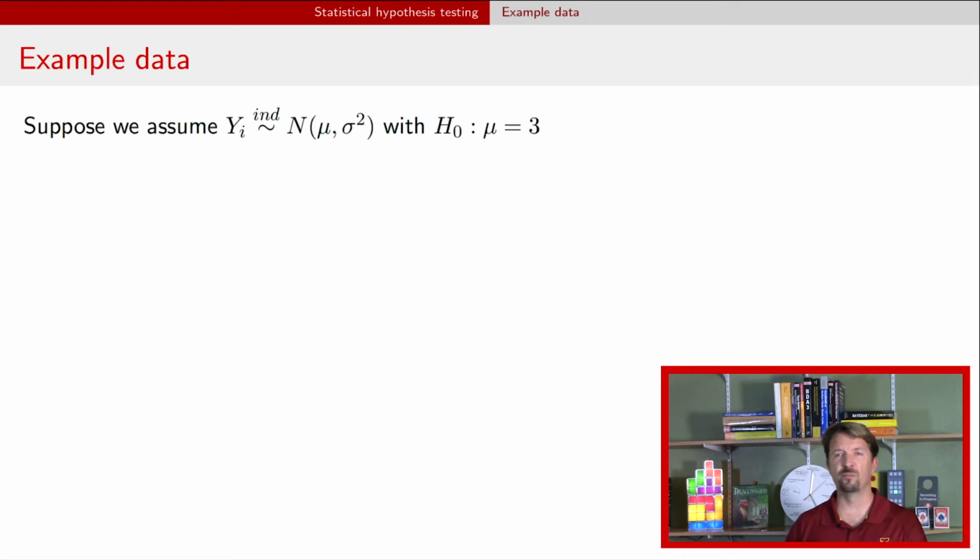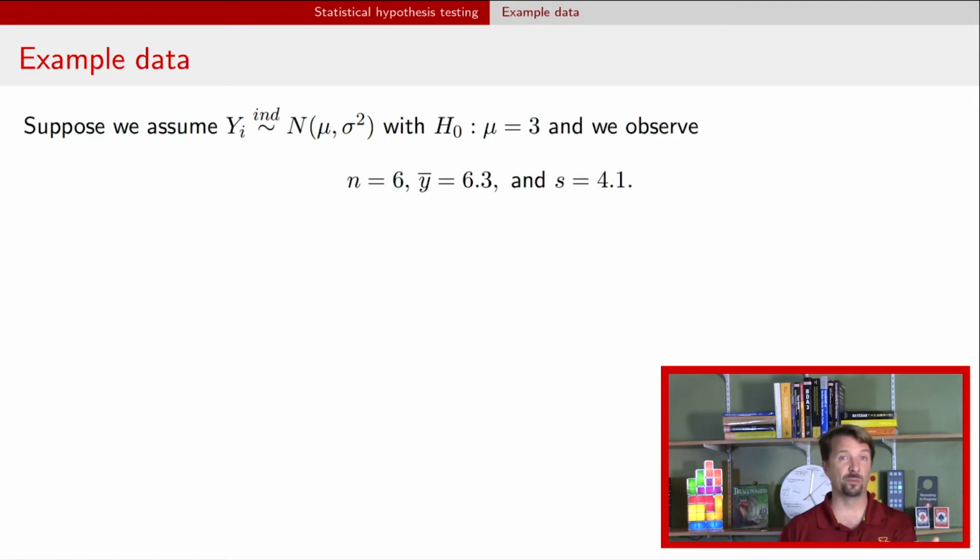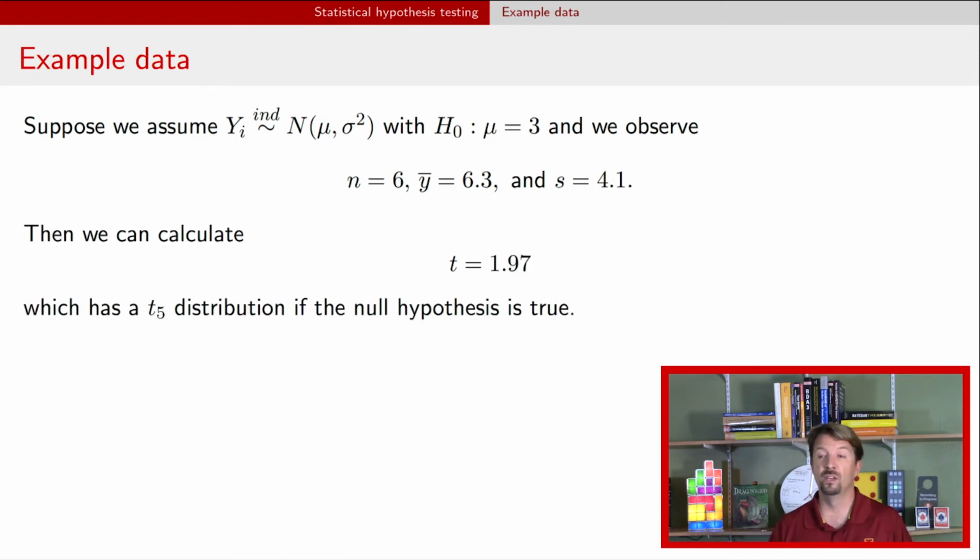Before we get to visualizing, let's look at some example data. So here is a situation where we have a normal model and we have a hypothesized value for a mean that says that it's equal to 3. And now suppose we've collected some data and we observed, out of the 6 samples we have, a sample mean of 6.3 and a sample standard deviation of 4.1. We can calculate the t-statistic, rounded to 2 significant digits, it's 1.97. Because there were 6 data points, our degrees of freedom is that minus 1, which is 5. When the null hypothesis is true, that's the distribution for our t-statistic.